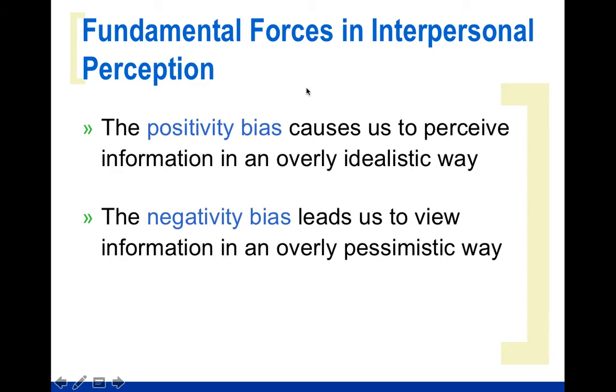We have a positivity bias. This causes us to perceive information in an overly idealistic way. Sometimes when it's something that already aligns with us or our beliefs, we tend to view it much more positively or optimistically than it is. But then on the opposite, the negativity bias is where we view information in an overly pessimistic way.